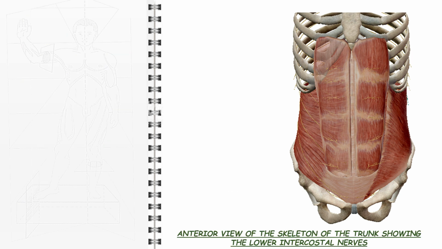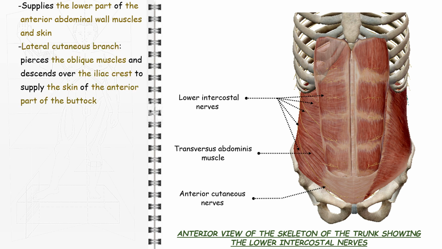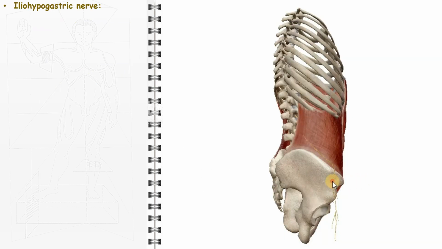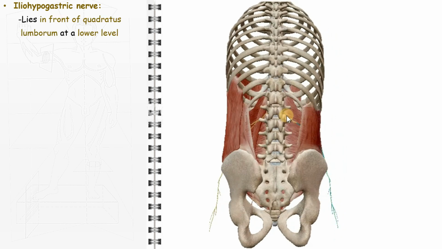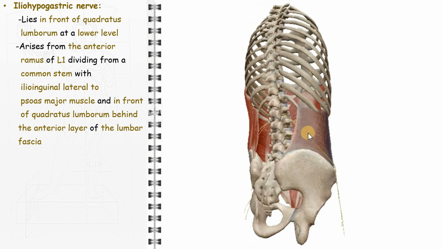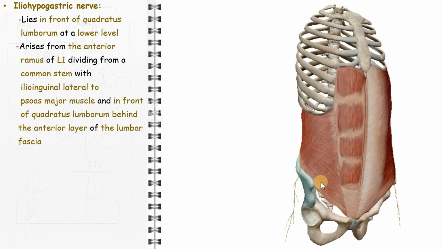It supplies the lower part of the anterior abdominal wall muscles and skin. Its lateral cutaneous branch pierces the oblique muscles and descends over the iliac crest to supply the skin of the anterior part of the buttock. The iliohypogastric nerve lies in front of quadratus lumborum at a lower level. It arises from the anterior ramus of L1 dividing from a common stem with ilioinguinal lateral to psoas major muscle and in front of quadratus lumborum behind the anterior layer of the lumbar fascia.